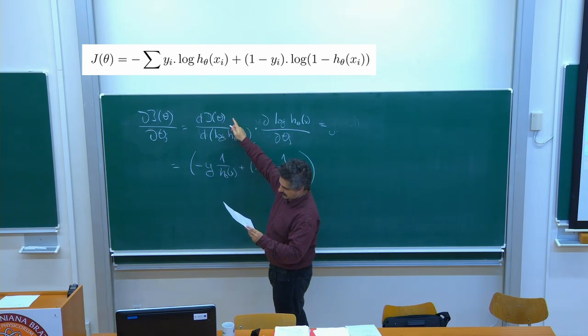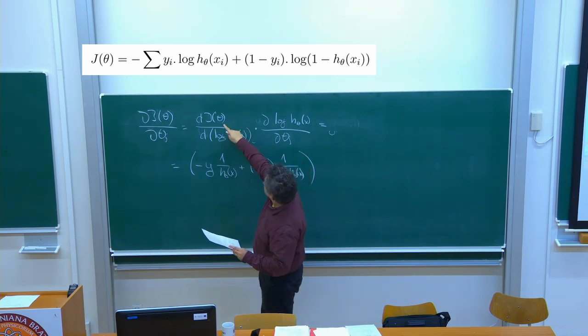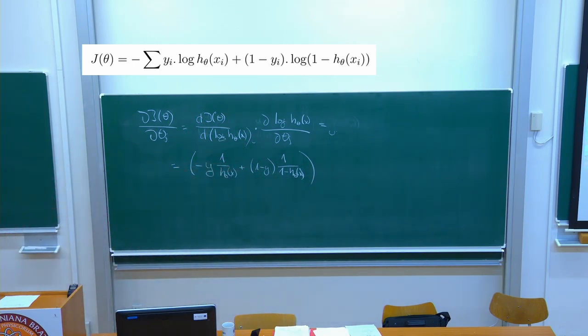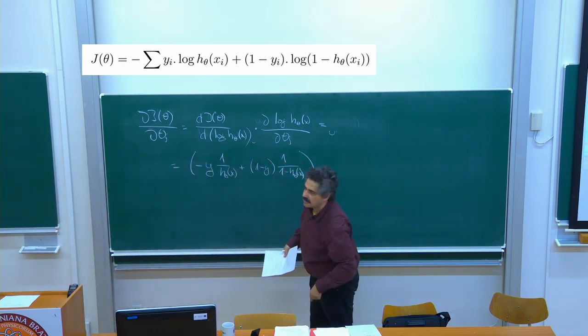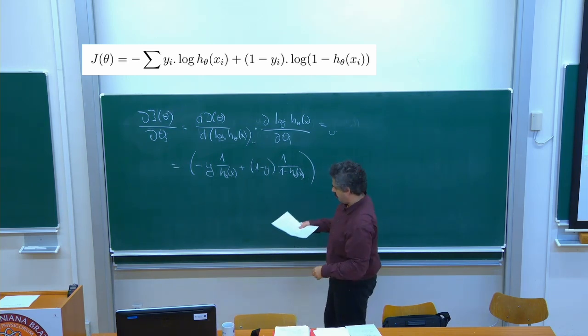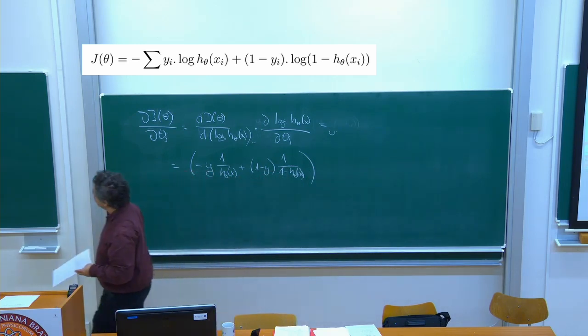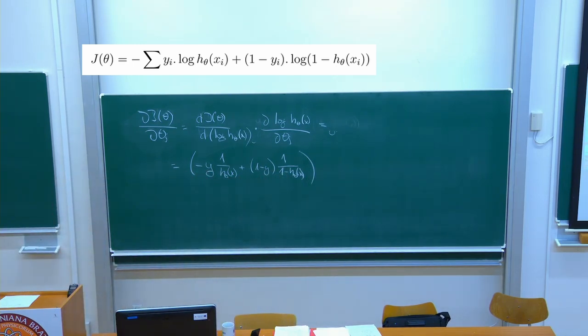So this is this first part, right? If you take the derivative according to this variable, what happens? This turns into minus y times 1 over h theta x, right? Does it? This looks weird, right?